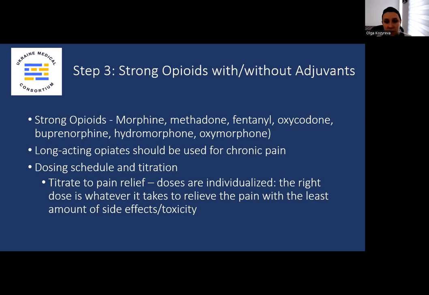So, dosing schedule and titration. This is a very important statement: you have to titrate to the pain relief, and doses are very individualized. Whatever dose I take to relieve pain, I never know how much a specific patient needs for pain control until we start and I see the effect. Of course, we would like to have a balance between pain control and toxicity.